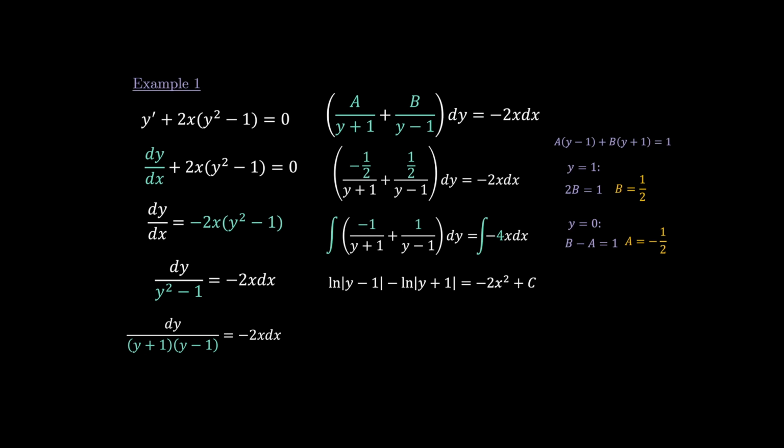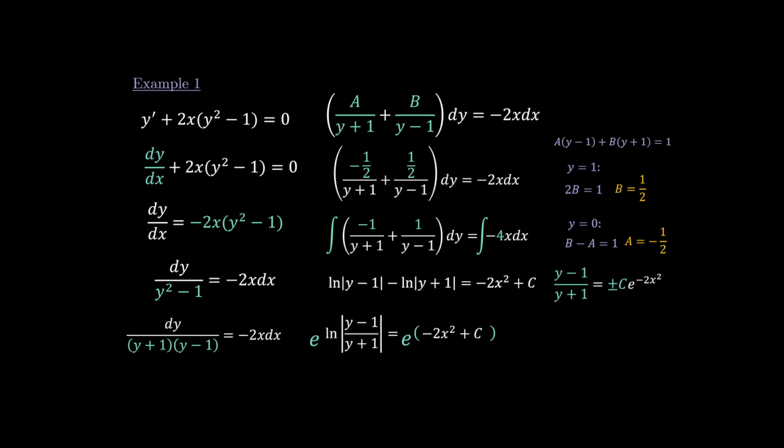negative 2x squared. Now we can apply our natural log difference rule, where the natural log of A minus the natural log of B is essentially the natural log of their division. So we get the natural log of y minus 1 over y plus 1 equals negative 2x squared plus c. We can get rid of the natural log by applying e to the power of each side. And then we get this.